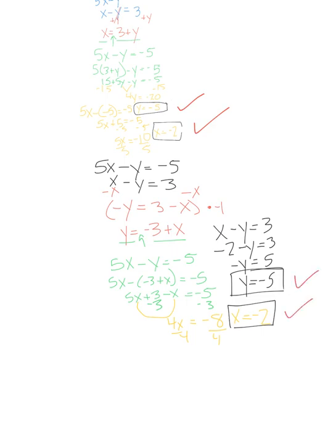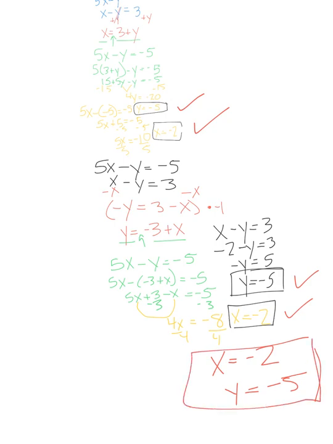It doesn't matter. The solution to this problem is x has to be negative 2, y has to be negative 5, and that is the only set of coordinates that would work. That is the only coordinate pair that works. It's the only way that I can get both equations to work.